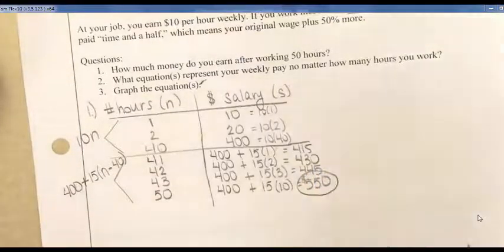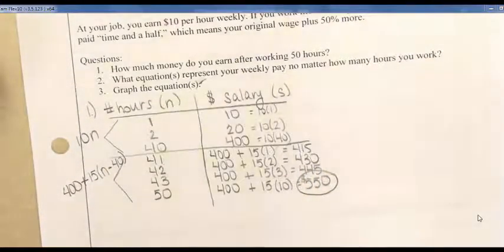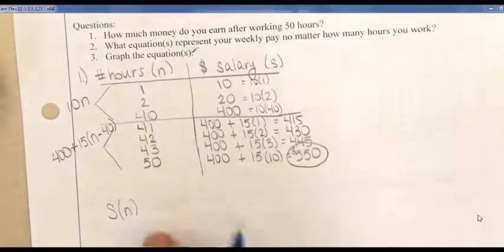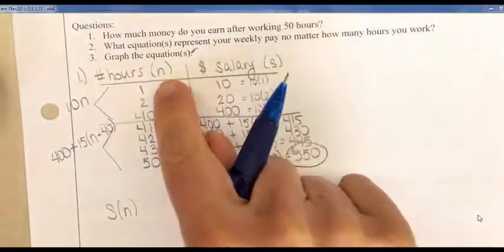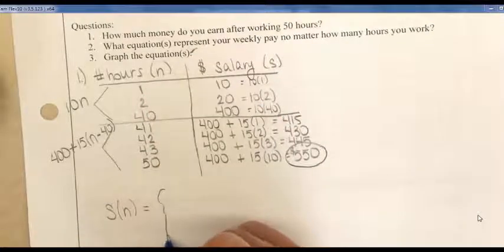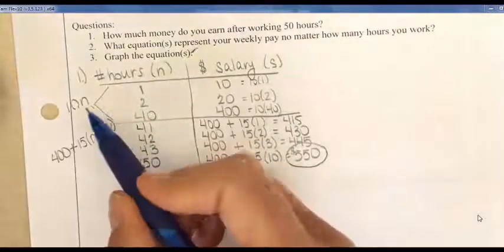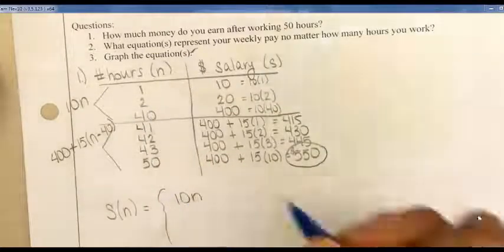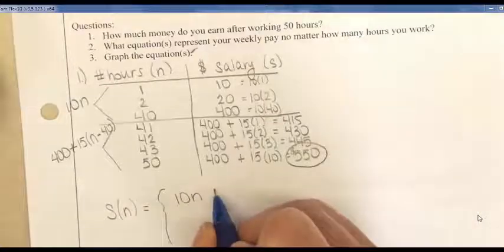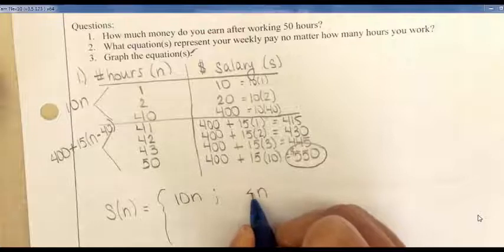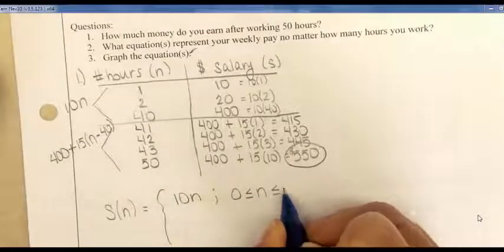Okay, so my function actually looks like this. There are two pieces. Let me just set up the whole thing. S of n, salary as a function of number of hours that I've worked. There's going to be two parts to this, so I'm going to put this little bracket. The first part was just, hey, it's the number of hours that I work times the amount of money that I make. And that's going to be true when I work any number of hours between 0 and 40 hours.